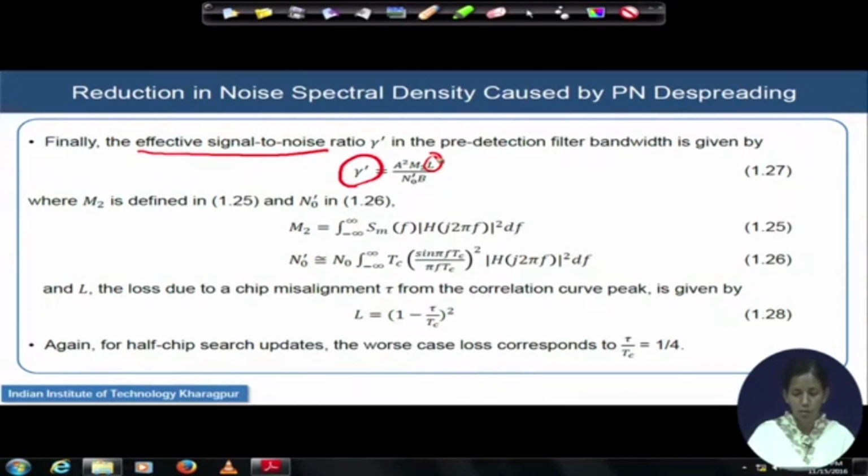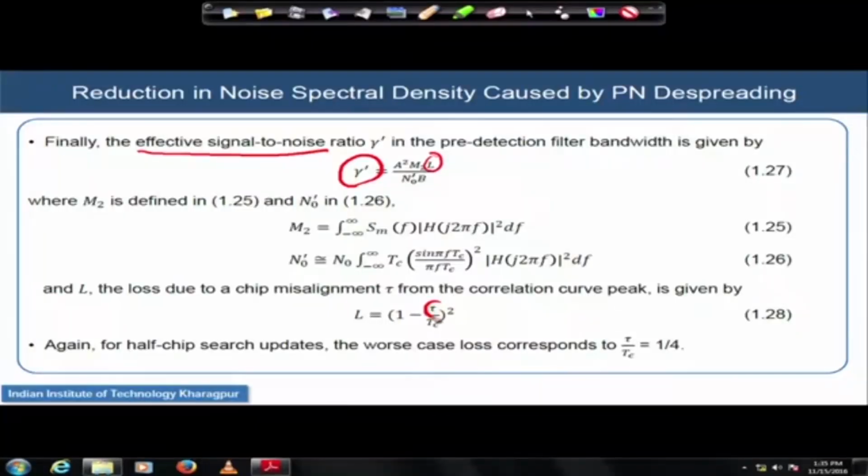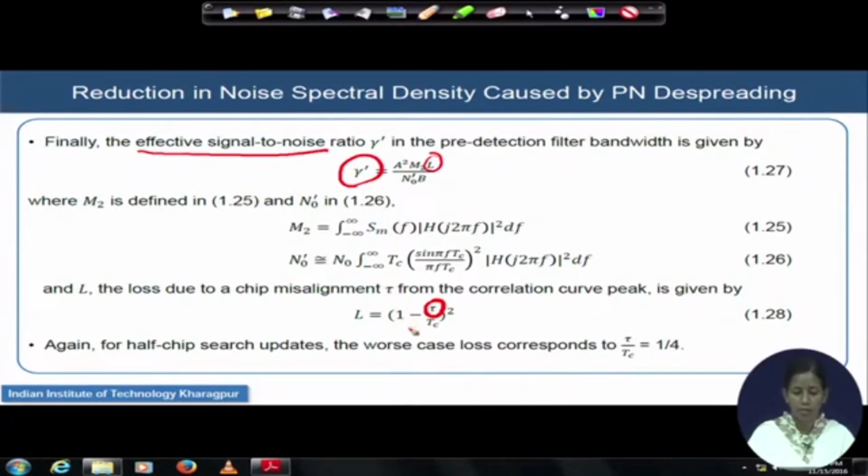What is that loss? We understand M2 and N0 dash will be given as shown in the last two slides. This L is nothing but the loss because of the chip misalignment, the residual offsets that you are having, if that misalignment is given by an amount of tau with respect to the chip duration Tc. So, there will be a loss because of that remaining residual error. The loss due to that residual error is incorporated by the factor capital L in the expression 1.27.